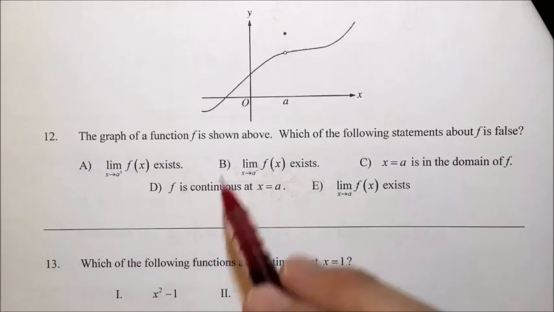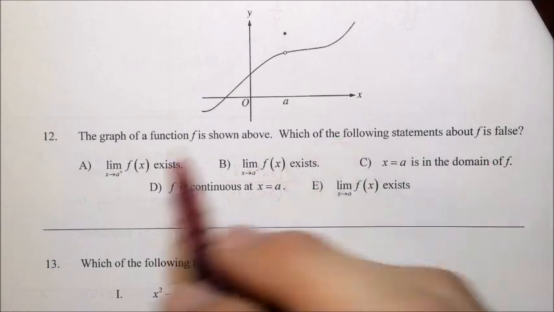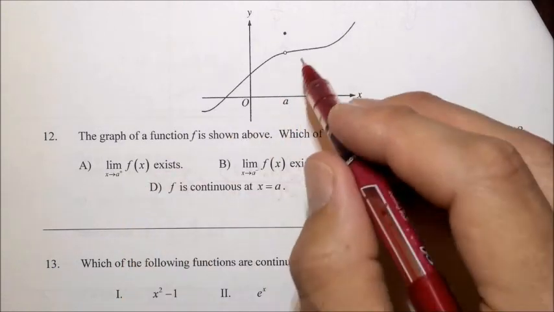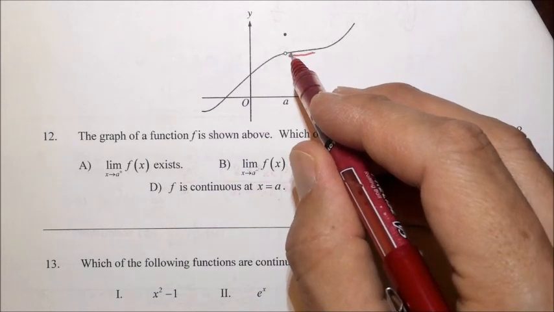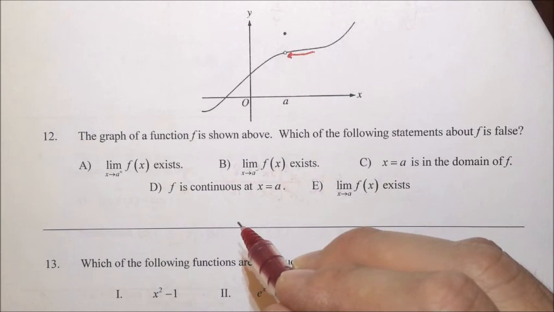Number 12, the graph of f is shown. Which of the following statements about f is false? The limit as x approaches a from the right of the function exists. Approaching a from the right, yep, we're heading somewhere. Where exactly? Who knows, but we're definitely heading to a specific value.